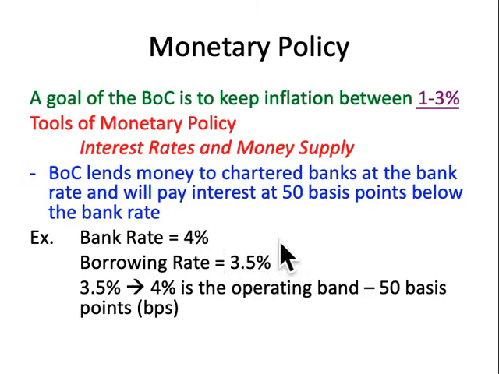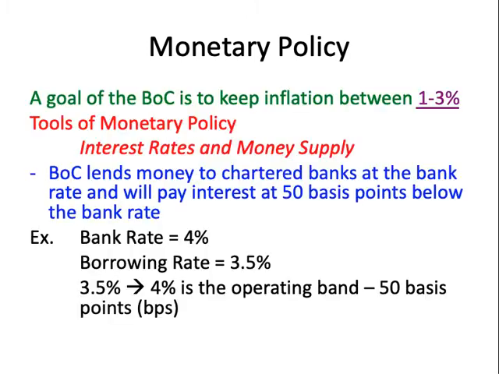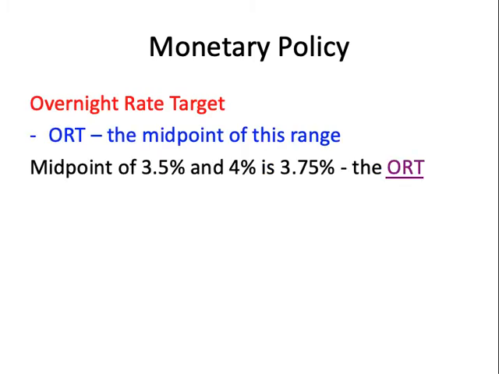So you can see that there's a spread here, right? The Bank of Canada will earn 4%, and the Bank of Canada will pay at 3.5%. And so they're going to earn 50 basis points of spread. And that's known as the operating band, the 3.5 to 4%, right? And so that's kind of how the Bank of Canada always operates with the charter banks, right? And so I mentioned a thing called the overnight rate target. And that is the actual midpoint of this range, right? This 3.5 to 4%, that's the midpoint, is the overnight rate target.